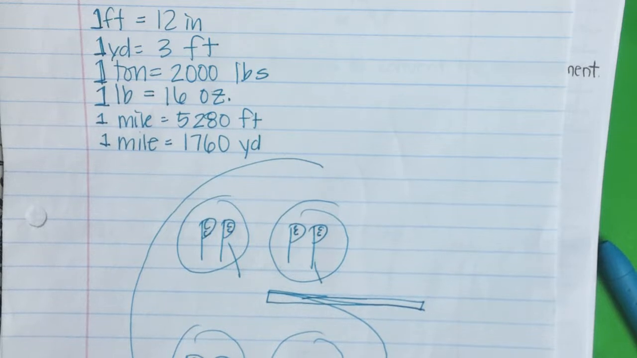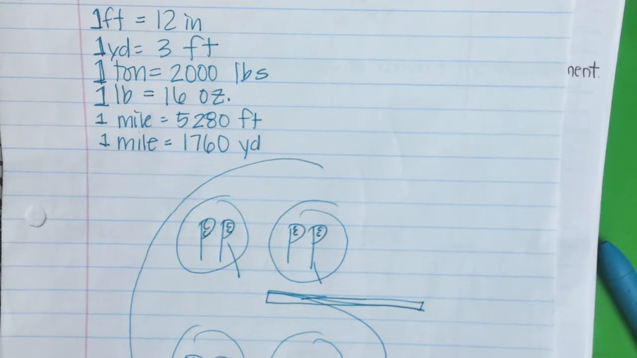So we'll get down to the liquid measurements here in a second. But again, these are all of your weight and distance measurements. These are all standard, okay? These are not metric. They're all standard. But you have 1 foot equals 12 inches, 1 yard equals 3 feet, 1 ton equals 2,000 pounds, 1 pound equals 16 ounces, 1 mile is 5,280 feet, and 1 mile is 1,760 yards.